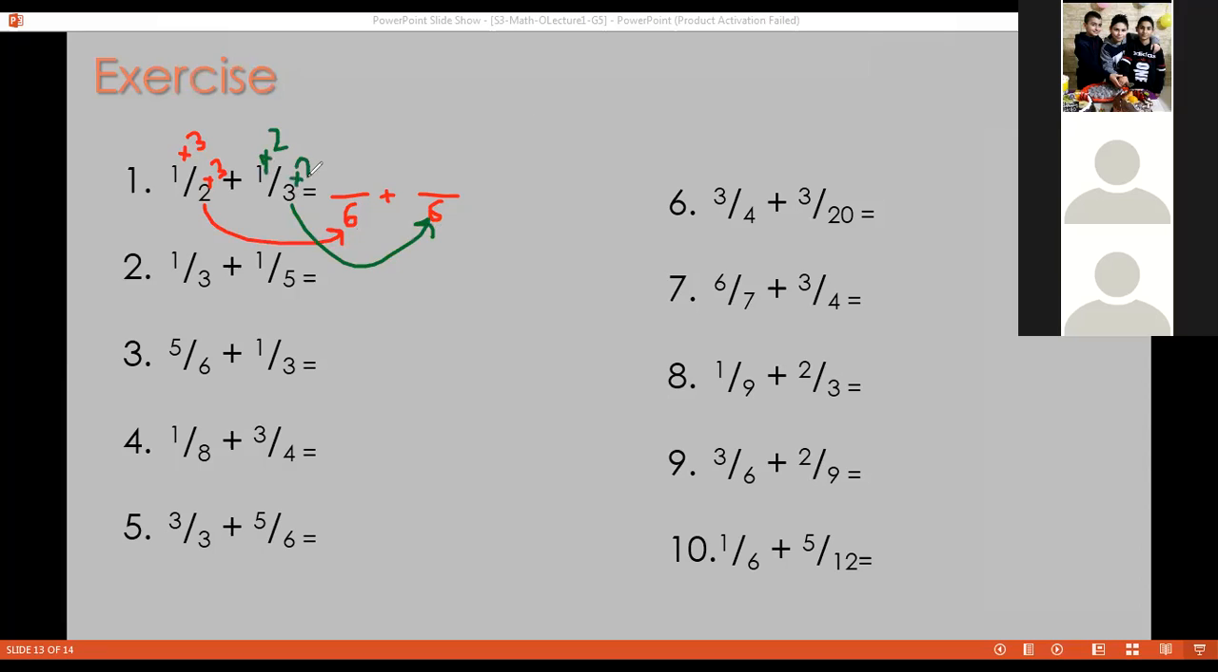Very good. Then let us write the first fraction. 3 over 6 and 2 over 6. So it's 3 over 6 plus 2 over 6. Do I have the same denominator? Yes. So now it's a like fraction. 5 over 6.